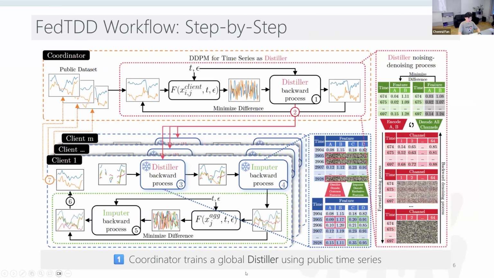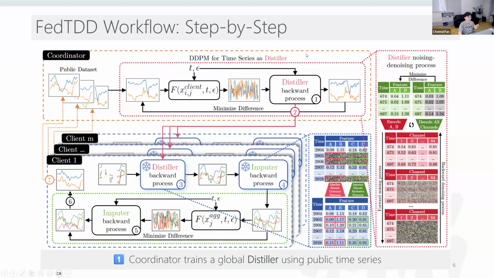In the first step, the coordinator uses a publicly available dataset that contains only common features. So you can see here there is a blue feature and an orange feature, right? We can call them A and B, and they exist in the public dataset.